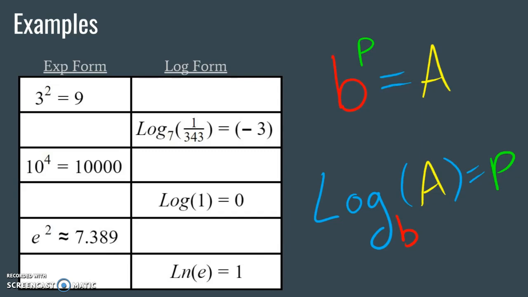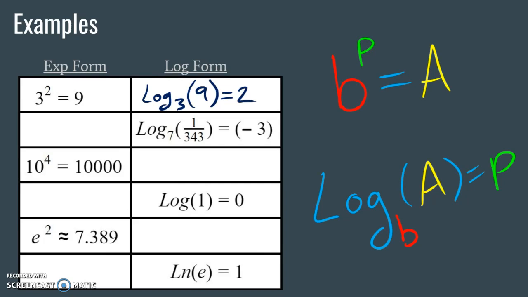So let's take a look at the first one. The first one has a base of 3, so it's log base 3, but the 9 goes inside, the 2 now goes outside. So 3 to the second exponent equaling 9 becomes log base 3 of 9 equals 2.